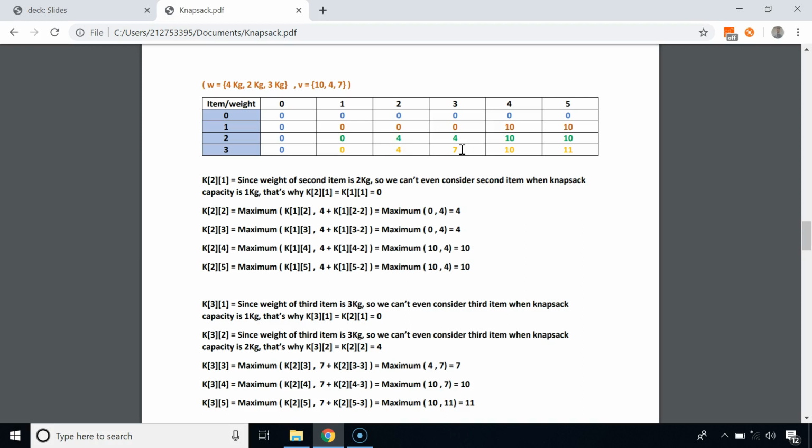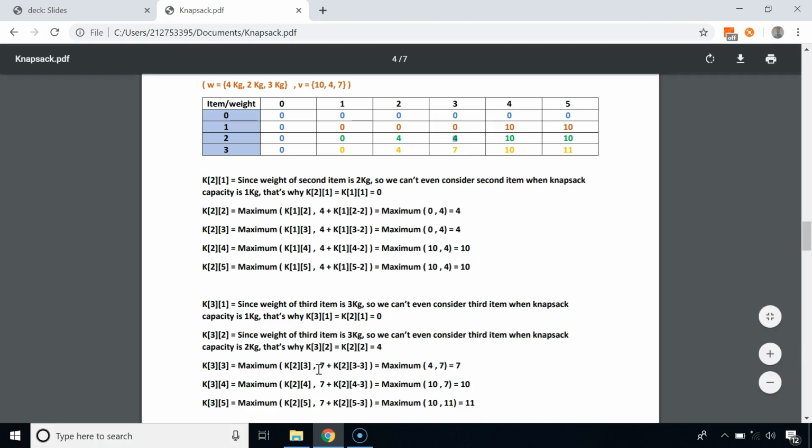Now let's calculate K33. So K33 will be the maximum of this value or the value of this expression. So 7 plus K20. Now K20 is 0. So the maximum of 4 or 7. So we will take the maximum value, which is 7. So K33 will be 7. Now let's calculate K34. So K34 will be the maximum of either this value or the value of this expression. So 7 plus K21. So K21 is 0. So the maximum of 10 or 7. So we will take the maximum value, which is 10. So K34 will be 10.